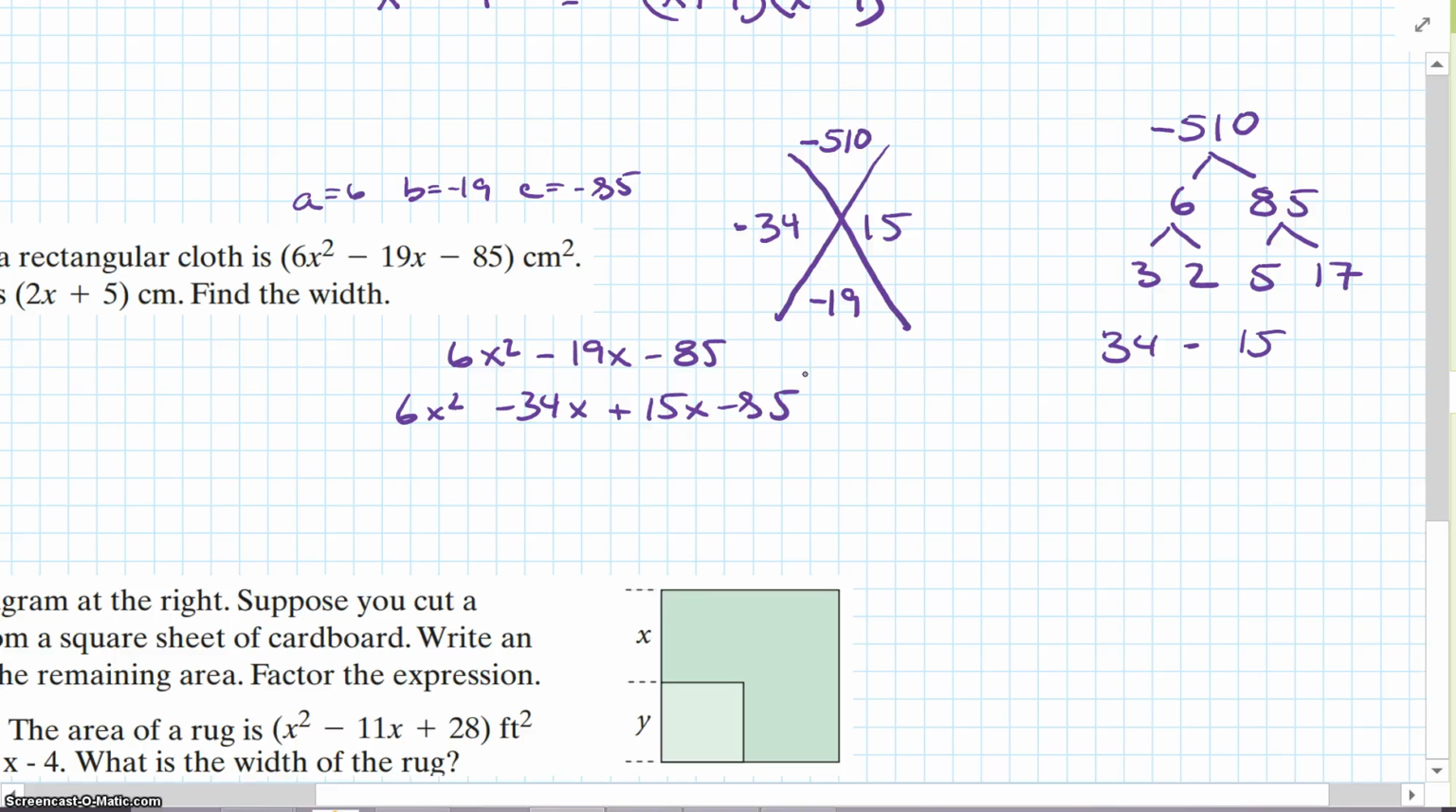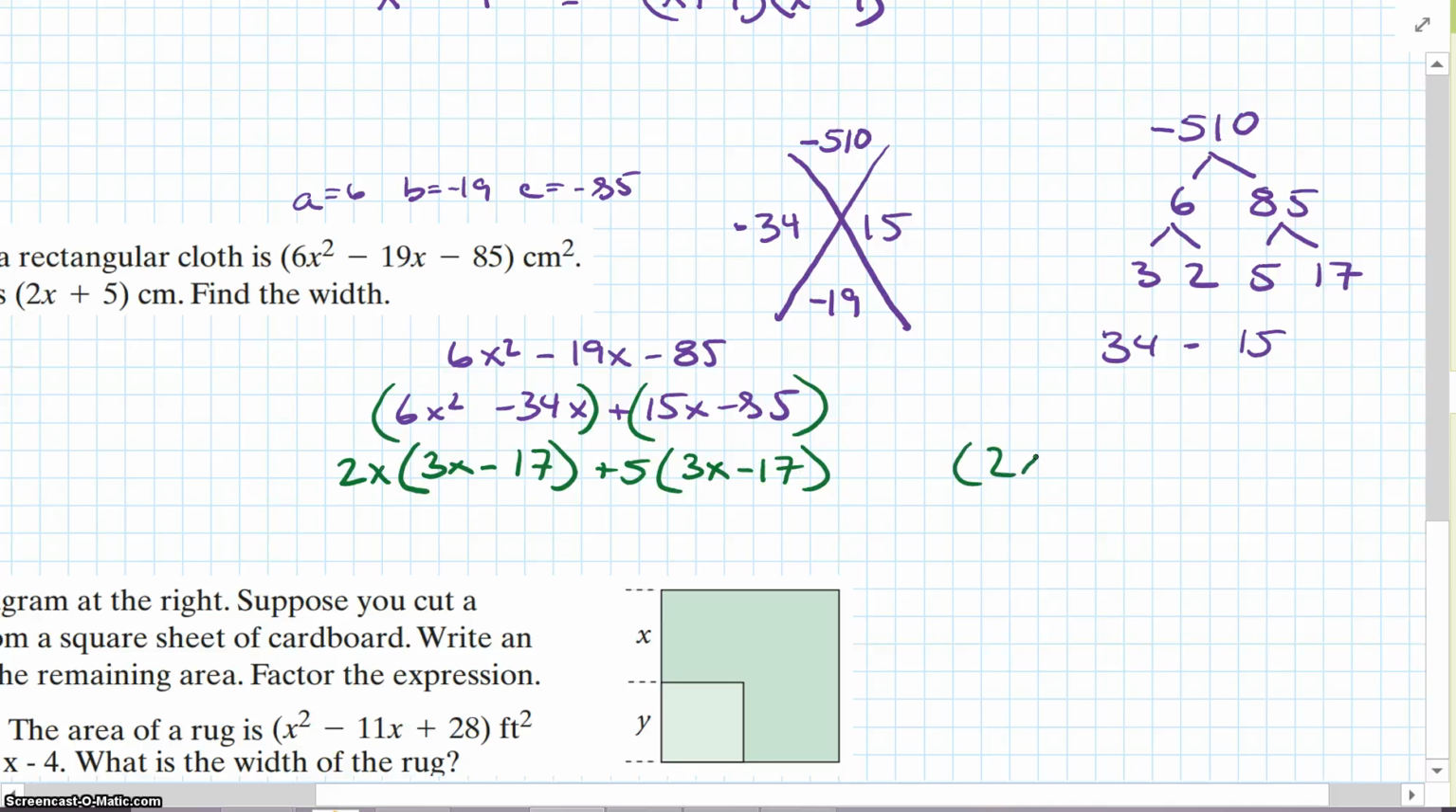Okay. So let's see what I can do. I can group these two terms, and I can group these two terms. The first one, I can definitely pull out a 2x. So when I pull out a 2x, I'm going to get 3x minus 17. The second term, I can pull out a 5, and I'm going to get 3x minus 17. So I can regroup these as 2x plus 5 times 3x minus 17.